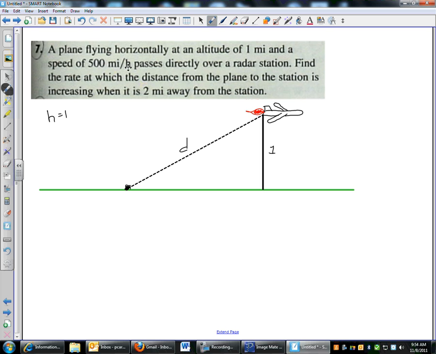Okay, the plane is flying 500 miles an hour. So the plane's going this way at 500 miles per hour. That is a rate, that's going to be the derivative of something. What would that be the derivative of? Yeah, that's going to be this distance right here. We'll just call that x. You could also draw your triangle the other way, but the dimensions would be the same, whether you draw it up here or down here. So dx/dt is 500. That's how fast the plane's traveling. Are we okay with that? All right, so that's 500. What else do we know?